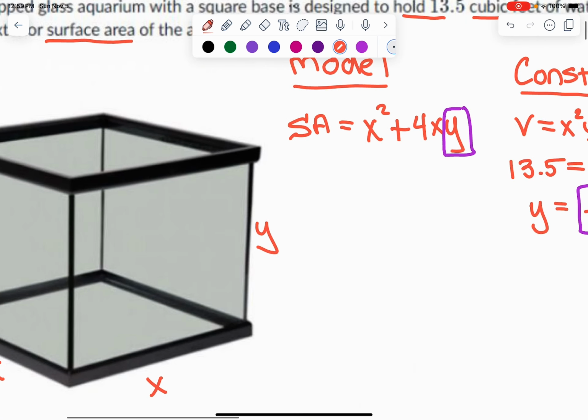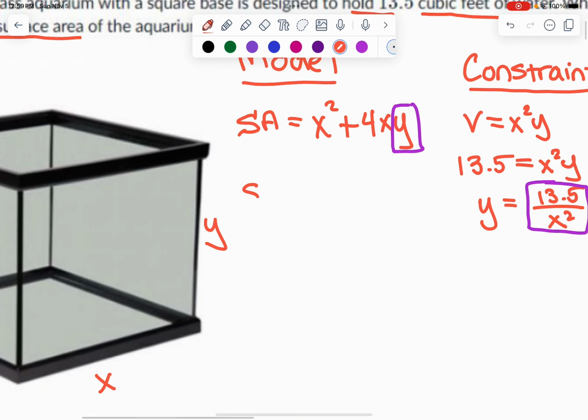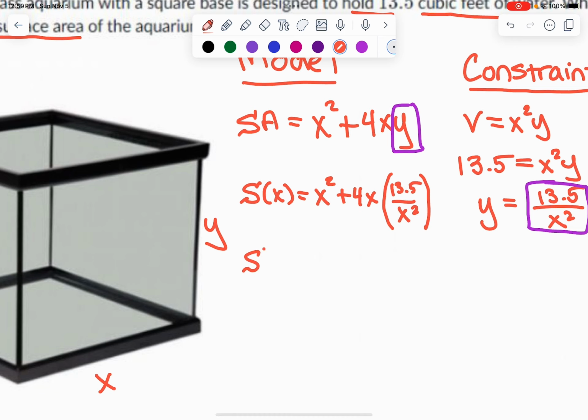And so now I can shift to function notation. So I can say S of x is equal to x squared plus 4x times 13.5 divided by x squared. I'm going to clean this up a little bit. x squared, so 4 times 13.5 is 54. And the x's divide, so I get 54 divided by x.